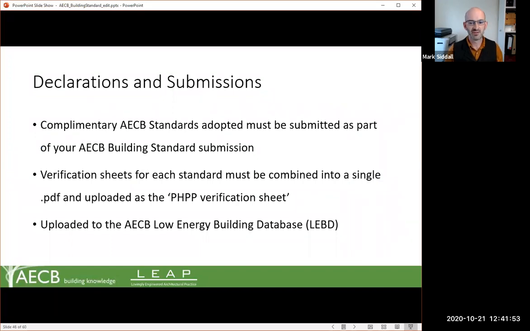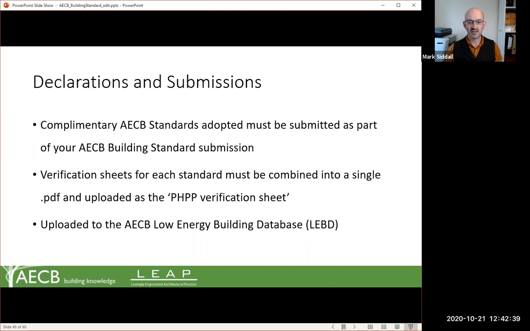So in terms of declarations and submissions, it's important to recognise that the onus for certification sits with the certifier. Therefore, it sits on the professional indemnity insurance of the certifier, and it's that liability that encourages them to do the right work, because if there's any kickback, then it's their liability at the end of the day. The AECB Building Standard itself is based upon a declaration. So the certifier is declaring the performance of the building that has met the standard, and on the basis that it's met the standard, the certificates can then be issued.